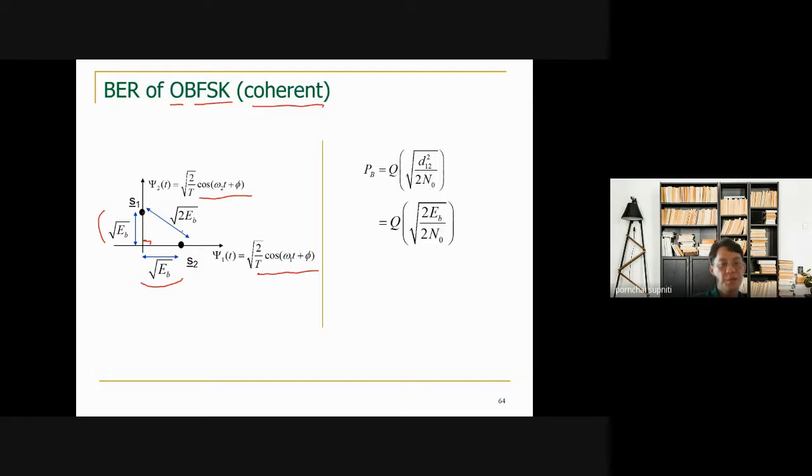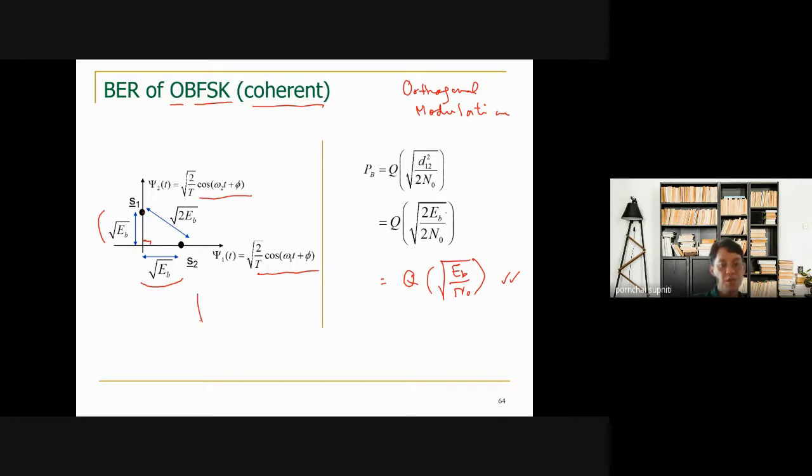So what is the distance between these two? Using the Pythagoras theorem, it is square root 2 times the size of this one. So it becomes square root of 2 EB, right? So you can just replace this distance. You square it, so you have 2 EB at the top divided by 2N0. So you get Q of square root EB over N0. Okay. So this is for any orthogonal type modulation scheme.